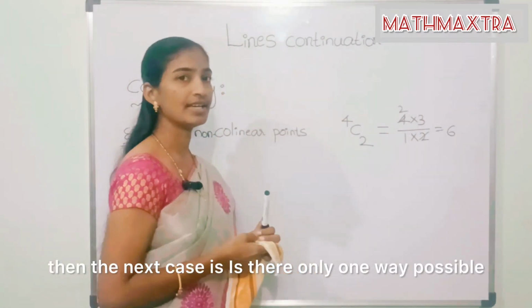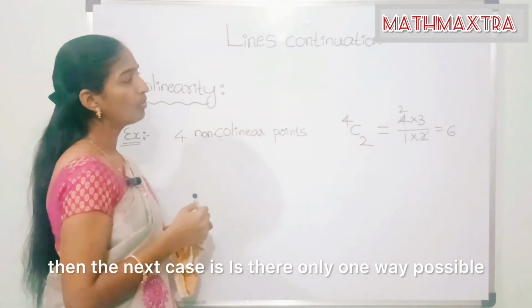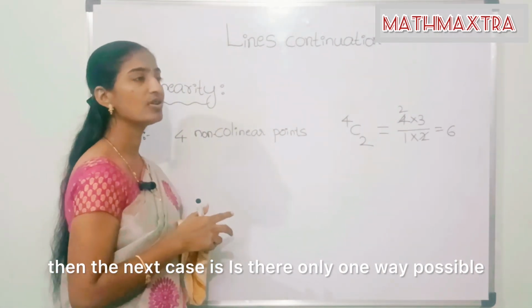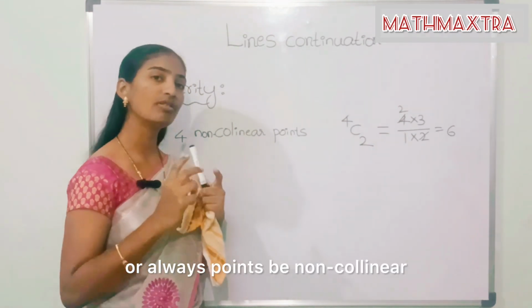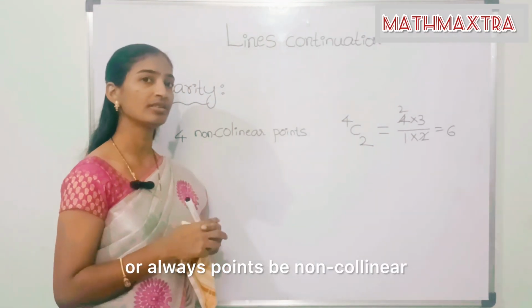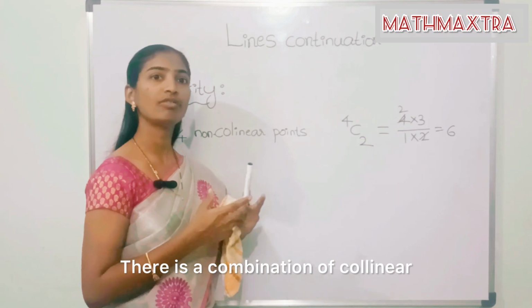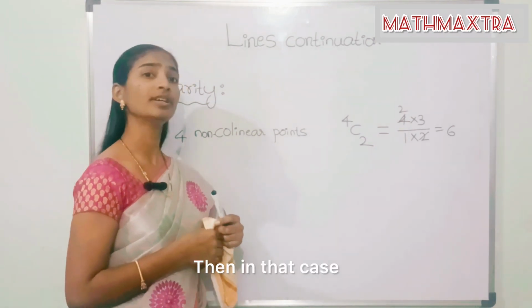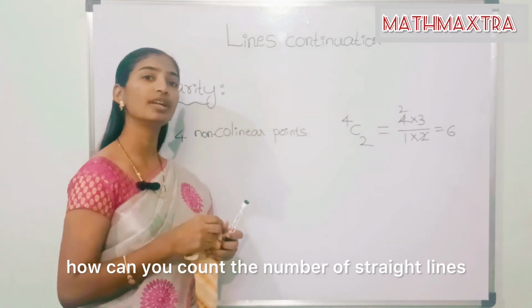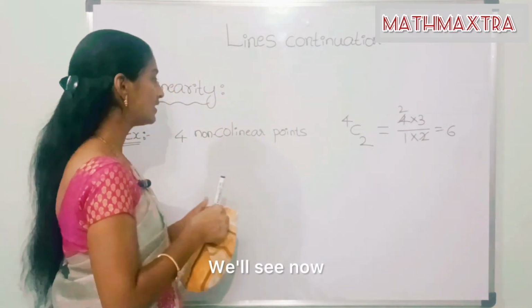Then the next case: is there only one possible way, where the points are always collinear or always non-collinear? There is also a combination of collinear and non-collinear points. Then in that case, how can you count the number of straight lines? We'll see now.